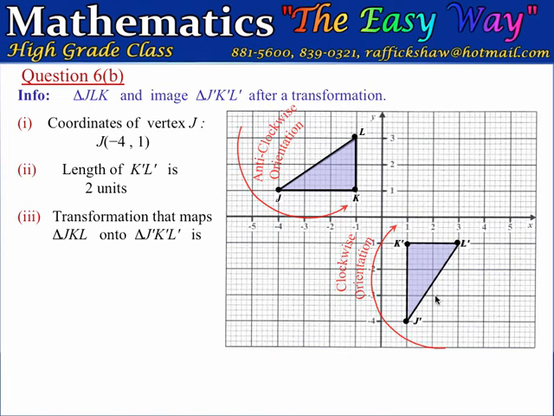We also know that a reflection in a line will be such that object distance will be equal to image distance from the line, and therefore the mirror line will pass through the midpoint between J and J prime, will also pass through the midpoint between K and K prime, and will pass through the midpoint between L and L prime, because reflection is such that image distance is equal to object distance from the mirror line.